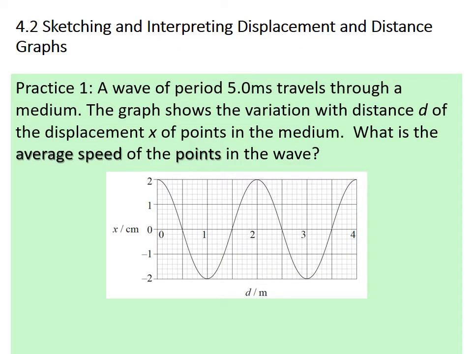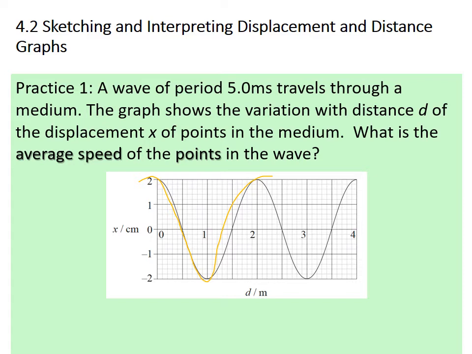A wave of period 5 milliseconds travels through a medium. The graph shows the variation with distance of the displacement of points in the medium. What is the average speed of the points in the wave? So be careful. One wavelength, this is a cosine graph, goes from 0 to 2. One wave itself would travel 2 meters in 5 milliseconds. However, the particles don't travel 2 meters. It's the energy that travels 2 meters in 5 milliseconds.